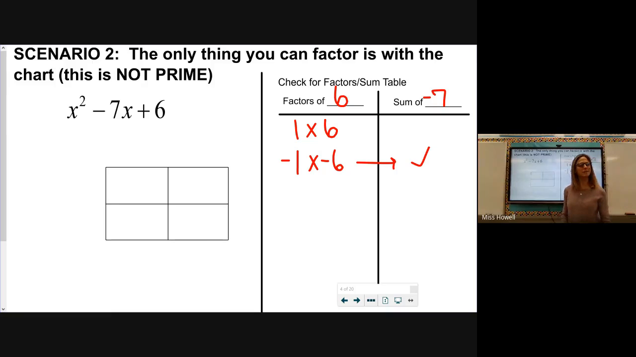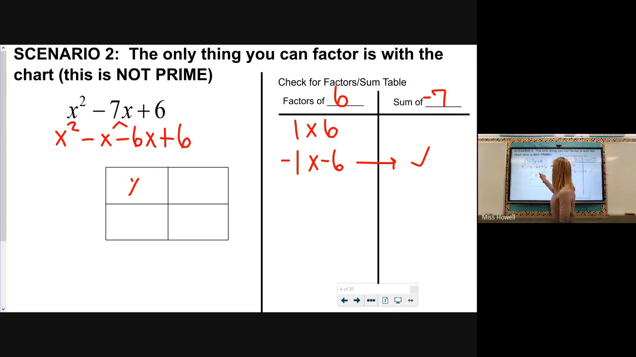For this one, we can factor further using our chart by breaking up this negative 7x into the terms of negative 1x and negative 6x. So we have x squared minus x minus 6x plus 6. Since we were able to take that trinomial to a quadrinomial, we can now do our chart and get our additional factors. So we have x squared, minus 1x, and minus 6x and a 6. Row by row, column by column, pull out your GCFs to get your 2 factors.